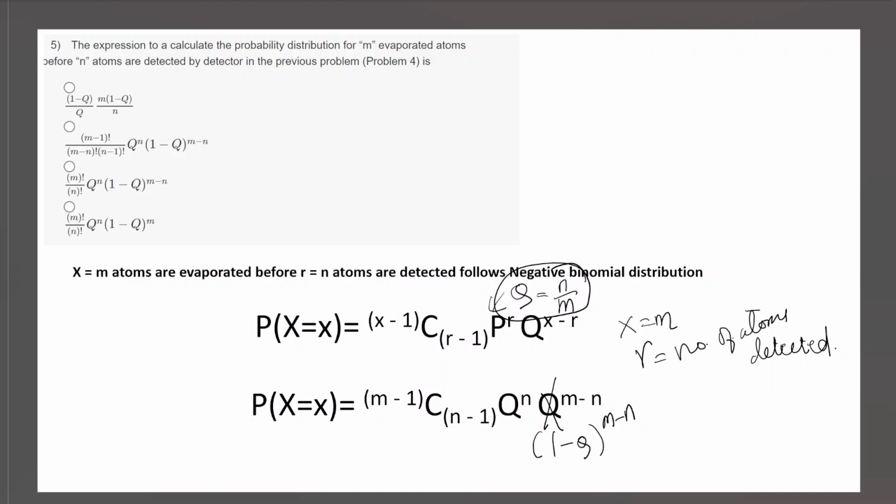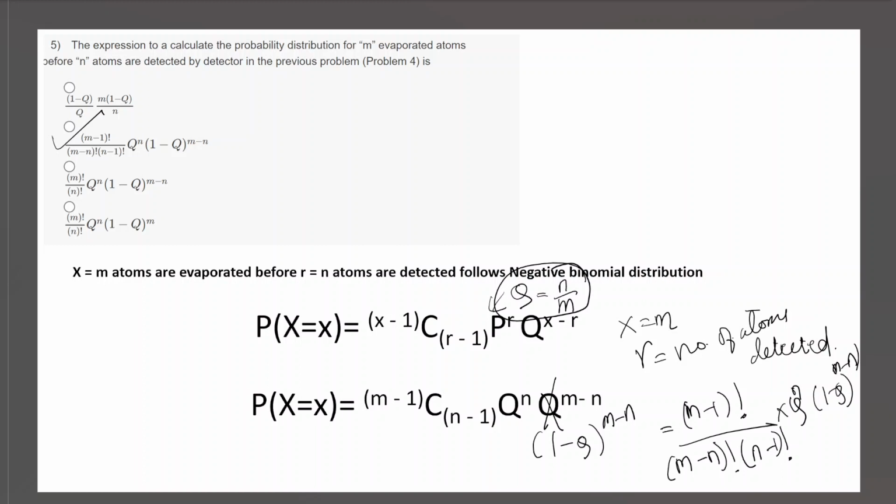So if we check which one is matching close to this, we expand this: (M minus 1) factorial divided by (N minus 1) factorial (M minus N) factorial, into Q to the power N into (1 minus Q) to the power M minus N. So this is matching with the second option.